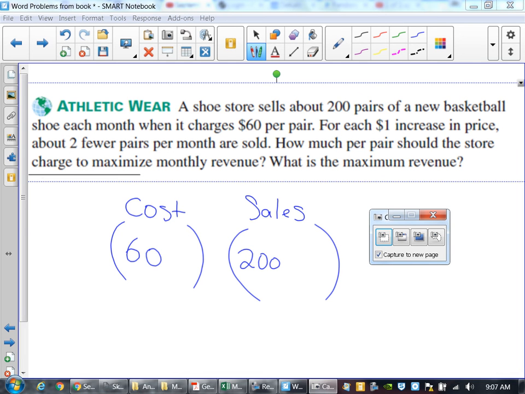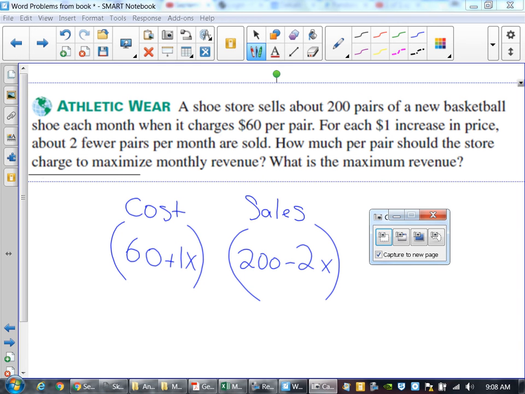For each dollar increase in price, so I'm adding $1 per, for each increase in $1. I put a 1 there just so that if I increase it by 2, it'd be 2 times 1, so it'd be $62, and then so on. For each $1 increase in price, what happens to my sales figure? 2 fewer, so it'd be minus 2x.